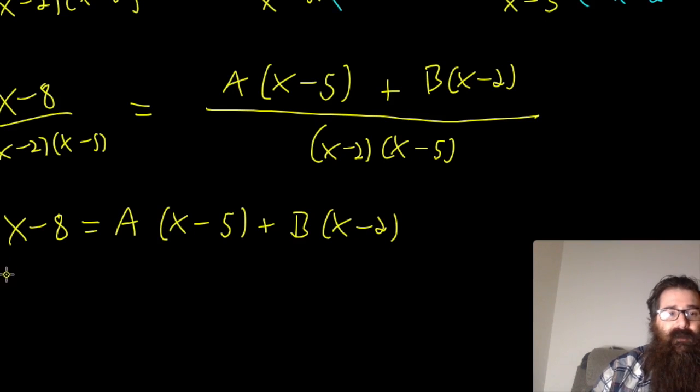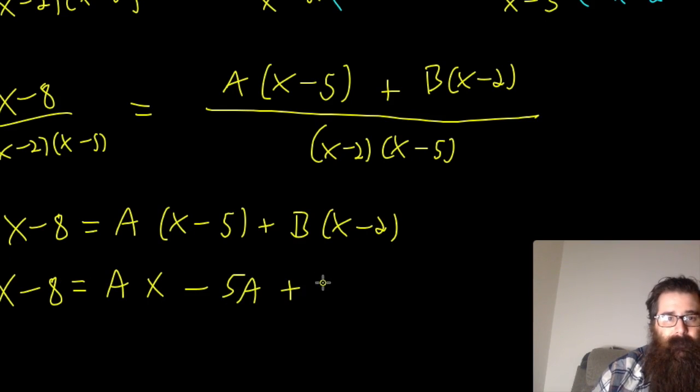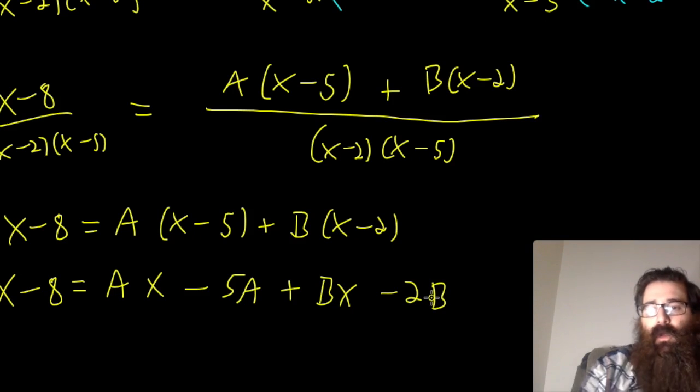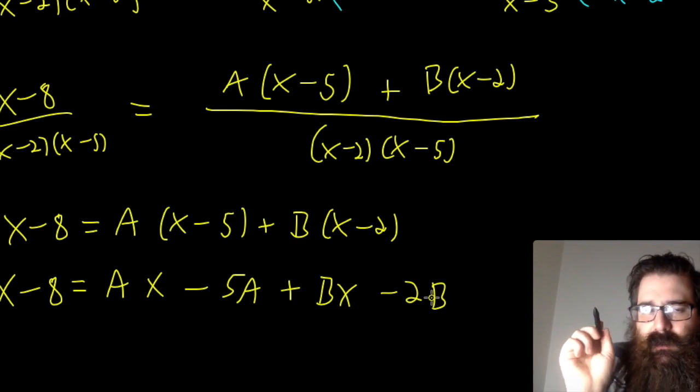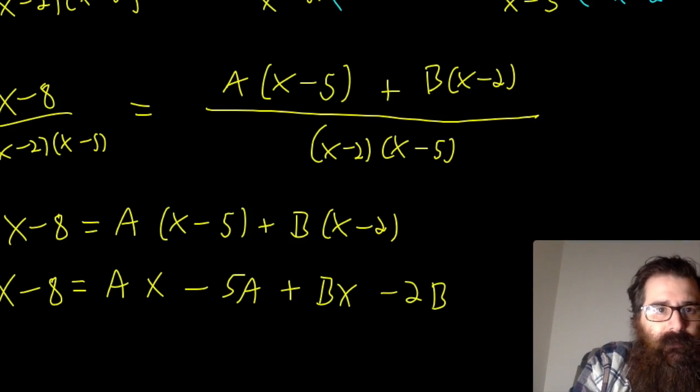I want to expand the right-hand side. So we'll say x minus 8 is equal to Ax minus 5A plus Bx minus 2B. To be or not to be? That is the question. A little Shakespeare for you.